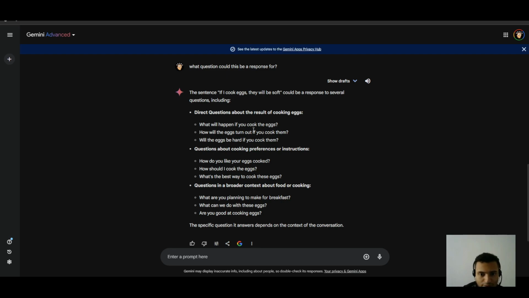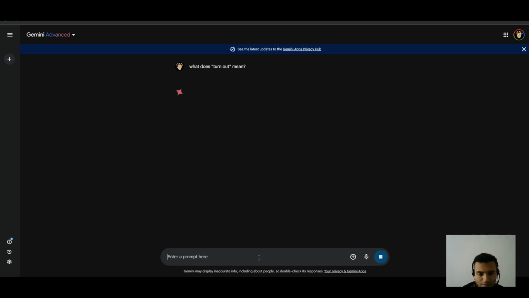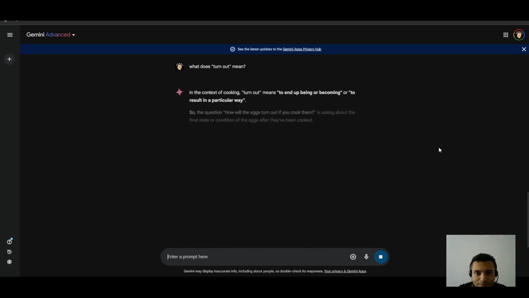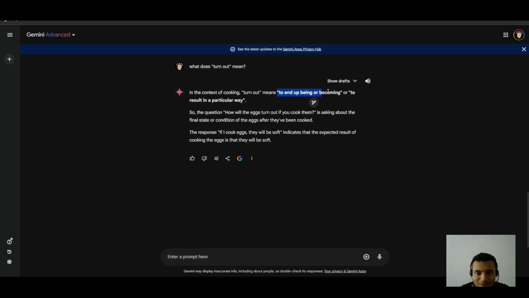Let's use this one here, turn out. If you're not sure what turn out means in this question, how will the eggs turn out if you cook them? You say, what does turn out mean? Simply this, and it will give you what it means here. And of course, if you are using a different language, it will translate for you as long as your language is compatible with this. So that's one thing I like to try with this.